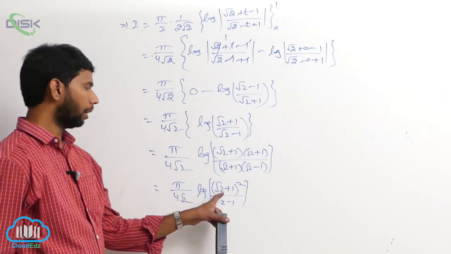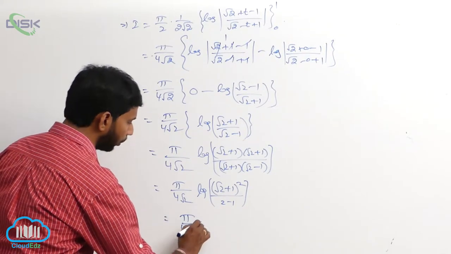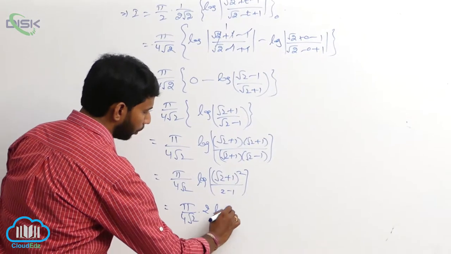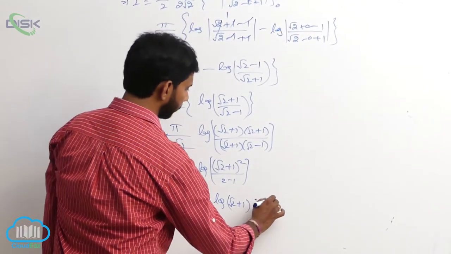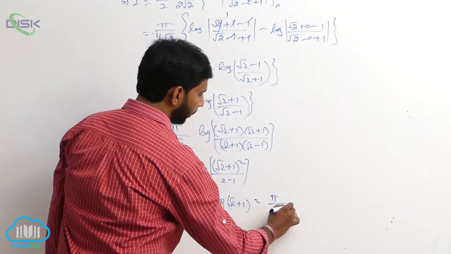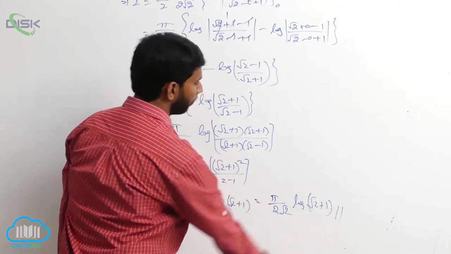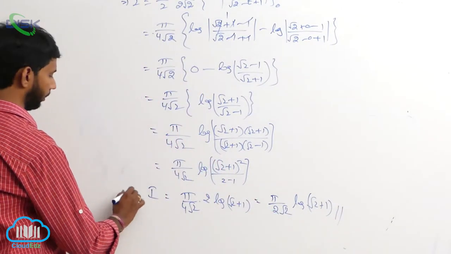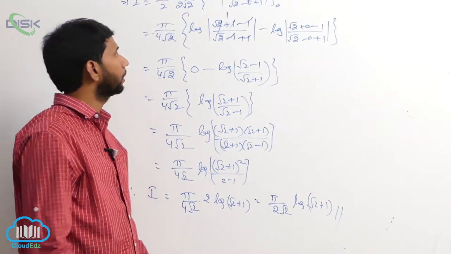This is of the form log of a power m. Log of a power m is m log a. It is pi by 4 root 2 into 2 log of root 2 plus 1, which is equal to pi by 2 root 2 into log of root 2 plus 1. So I is equal to pi by 2 root 2 into log of root 2 plus 1.